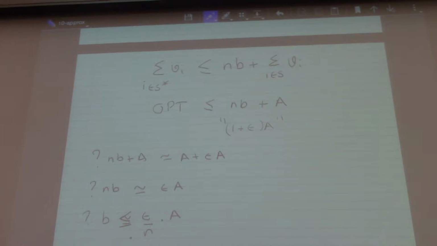So I'm showing you how you reverse engineer what you need for the scaling value, because we don't know what the scaling value should be. We just know it needs to look like this for our algorithm to work. Now here's what we do know. We know that the algorithm value a is equal to the sum of i belonging to S of vi. We know this for sure.